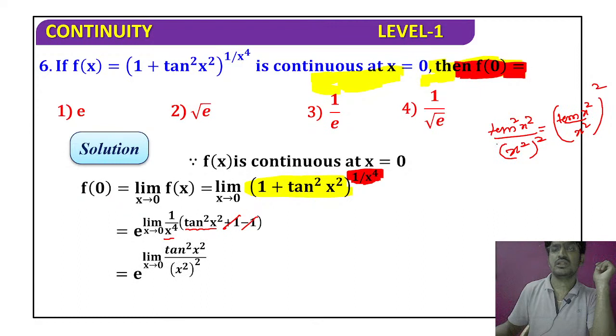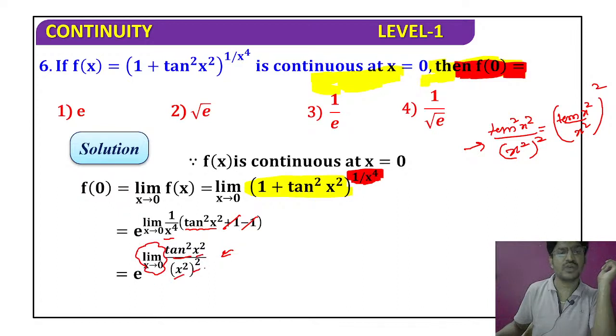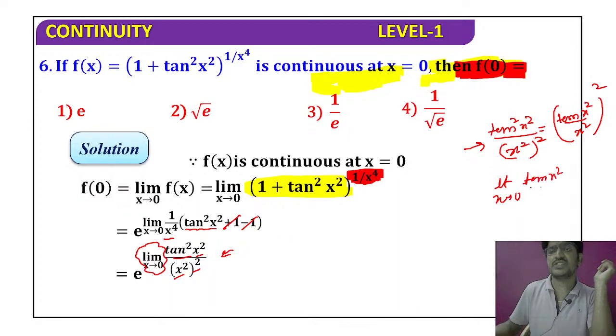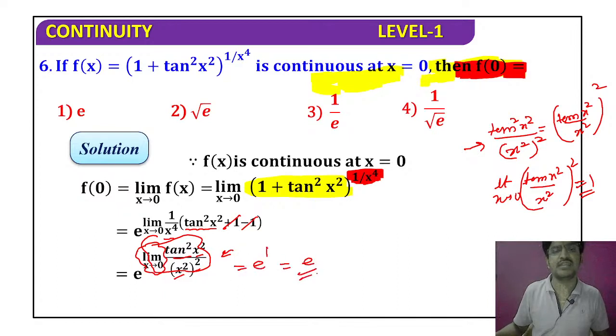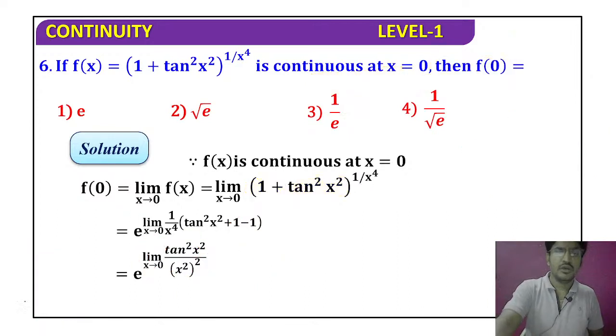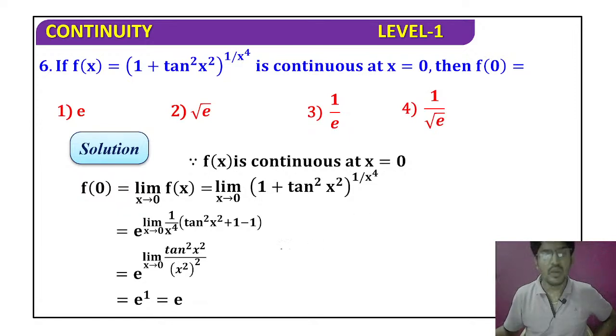See this particular step I am using here. Now we know that as x tends to 0, tan x square divided by x square whole square will become 1. If this complete term becomes 1, what will remain? e to the power of 1, that is nothing but e. So our answer is going to be equal to e.